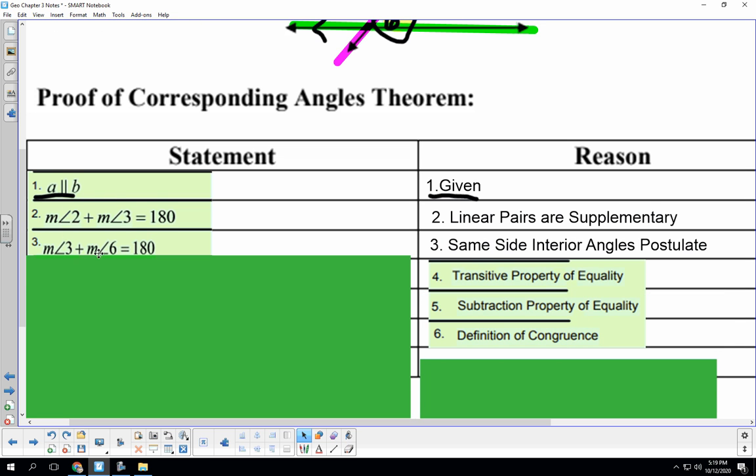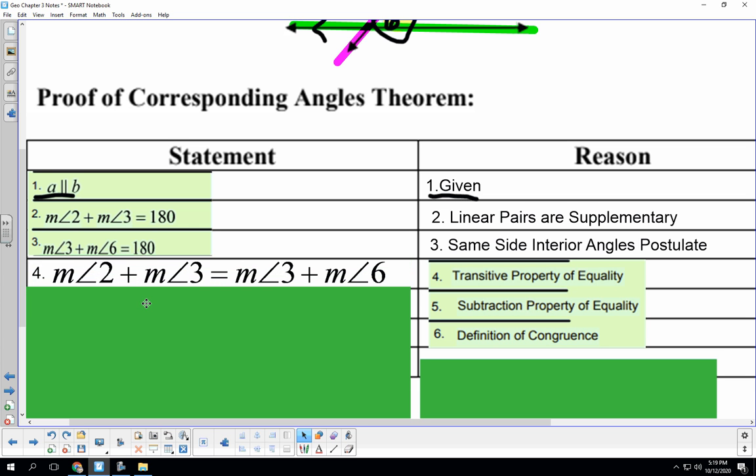Transitive property. We're going to look at these guys here. We're going to do something similar to the problem before, where we say if these two add up to 180, and these two add up to 180, then they are equal to each other. If they're both equal to 180, then they have to be equal to each other.